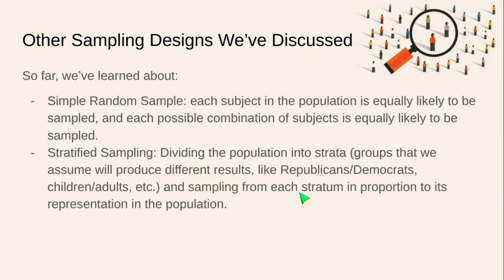And then we sample from each stratum, that's the singular of strata. So we sample from each stratum in proportion to its representation in the population. So the example I used is in a town that, say, consisted of 55% Republicans and 45% Democrats. I would want 55% of my sample to be Republicans and 45% of my sample to be Democrats. So if I were employing stratified sampling, I would do a simple random sample of Republicans, a simple random sample of Democrats, and force my sample to have a 55-45 split.